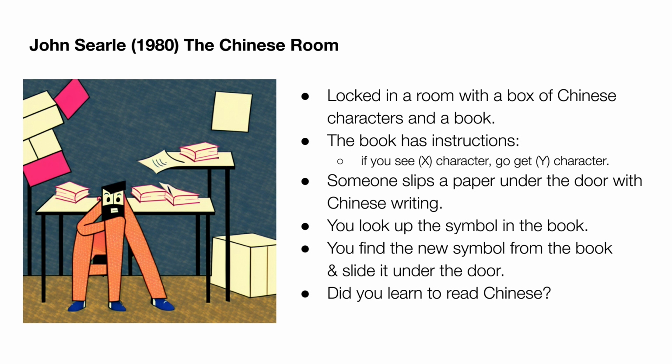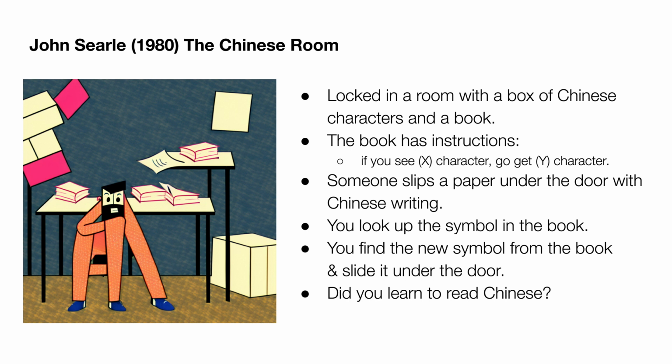Searle, who imagines himself in this room, takes the note, goes to the book, matches the symbol on the note that he got to a symbol in the book, finds that the book is telling him to go pull out a response from, say, box 11. So Searle goes to box 11, grabs a piece of paper from that box, and slides it back under the door. The Chinese speaker on the other side is satisfied. This was a proper call and response interaction, as far as they're concerned. But the question that Searle poses is, does this mean he understands Chinese?